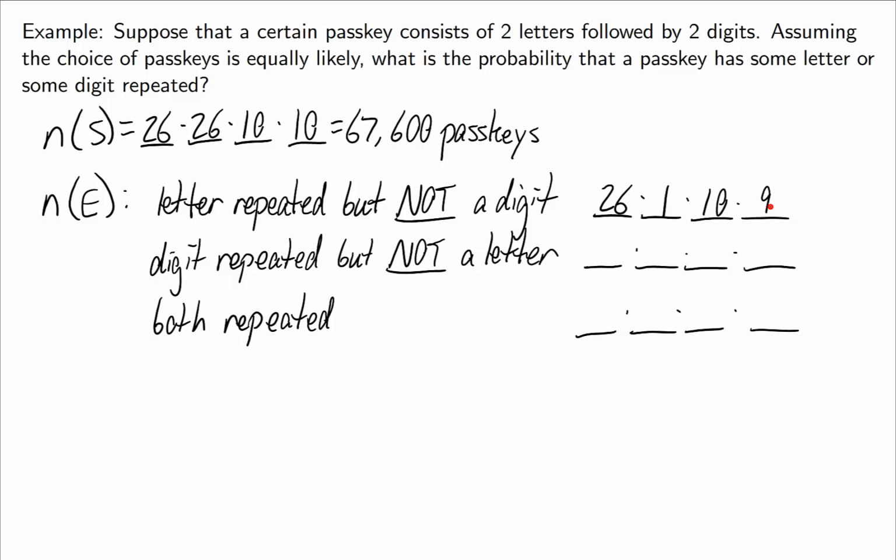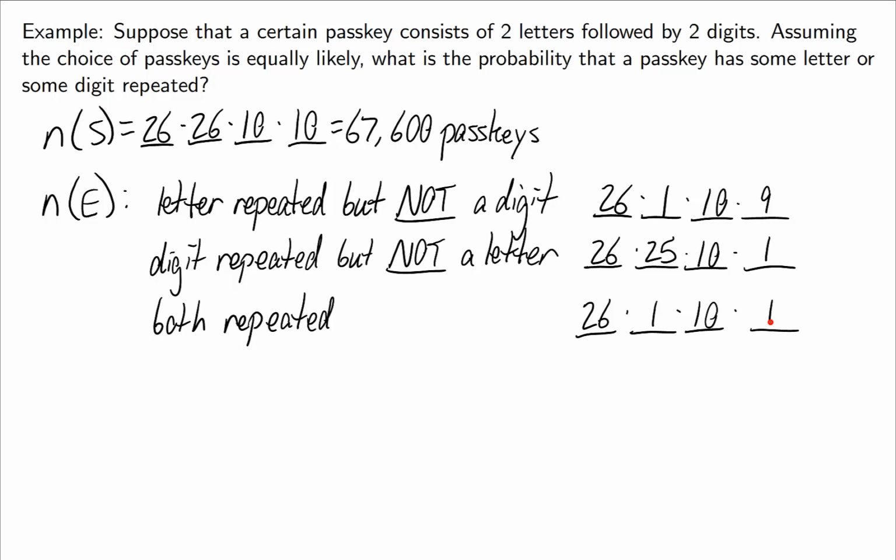Next one, digit repeated but not a letter. For the digit repeated, you'd have 10 choices for the first digit and 1 for the second. Forced repeat. And then for the letter, you'd have 26 and 25. Finally, for both repeated, 26 choices for the first letter, 1 for the second, it's a repeat. 10 choices for the first digit, 1 for the repeat.